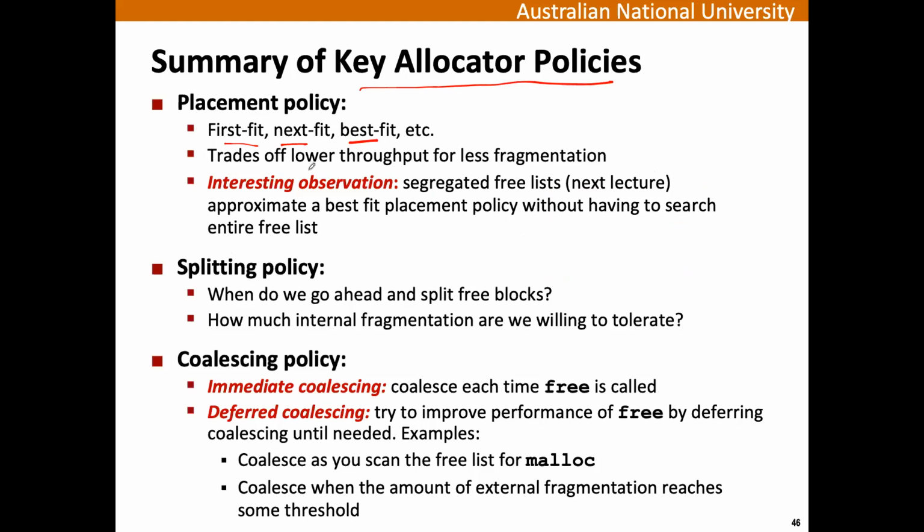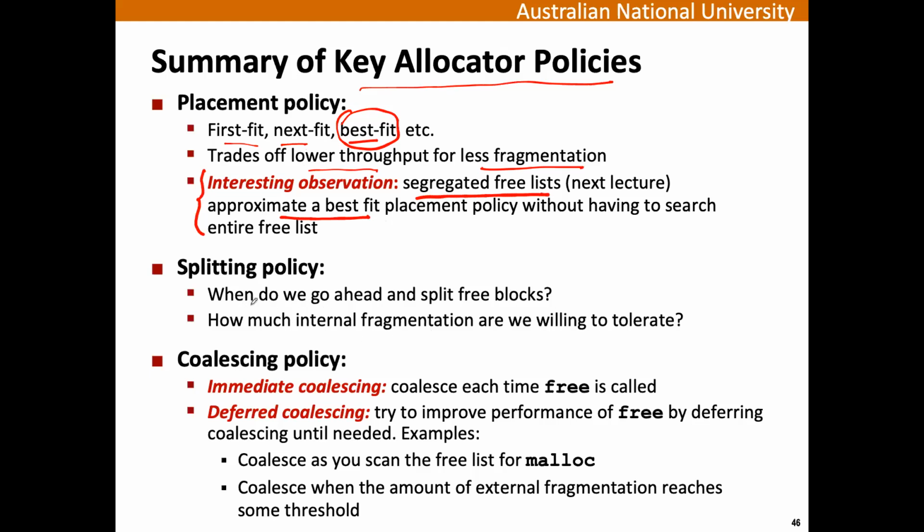There is a trade-off between throughput and fragmentation. So best fit really, as I was saying in the last lecture, when you put so much effort into finding the perfect fit, it takes time. It takes CPU cycles to do that. So throughput and fragmentation, there's a space-time trade-off. We will look at a technique which will approximate the best fit placement policy without requiring such segregated free lists. And that is also part of your assignment.